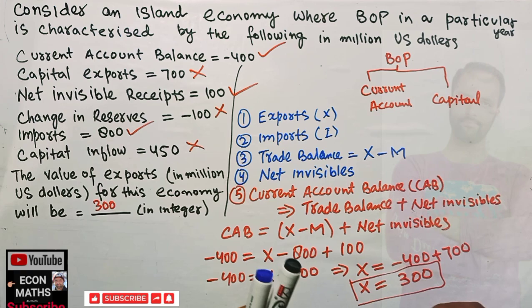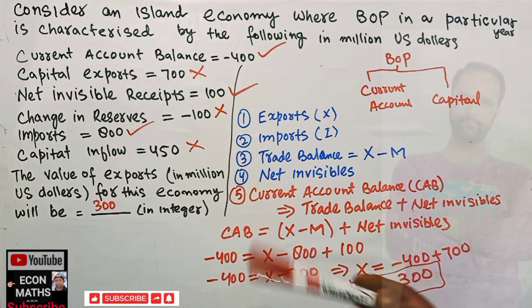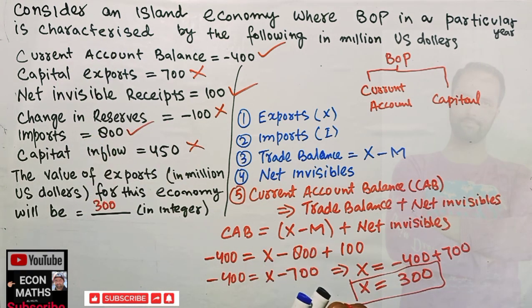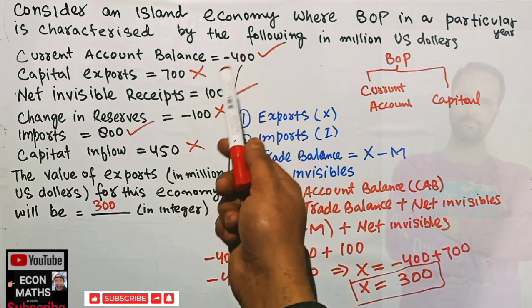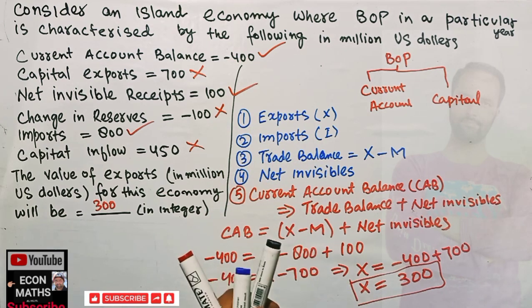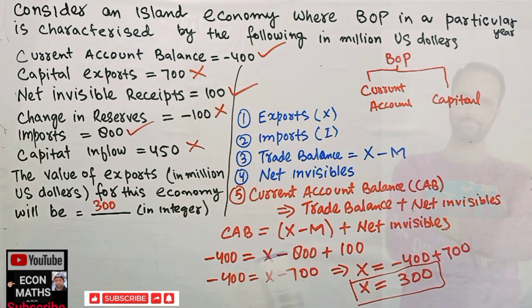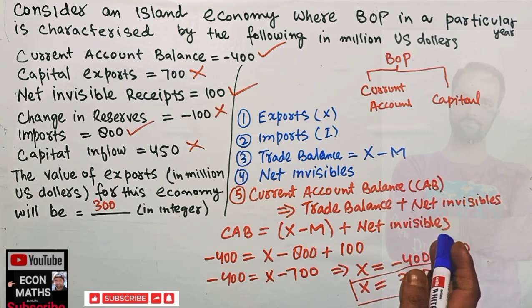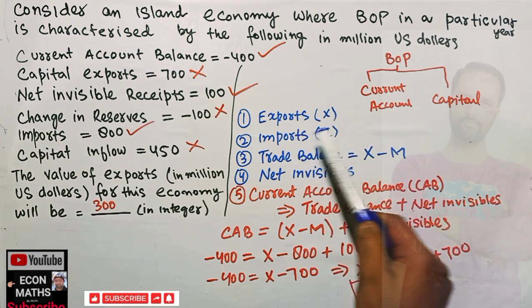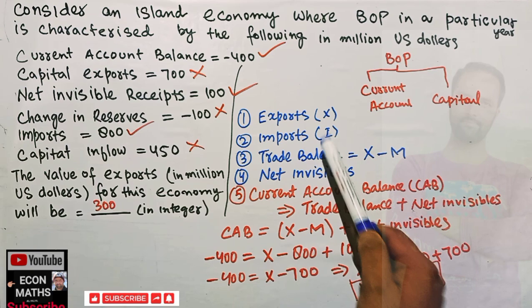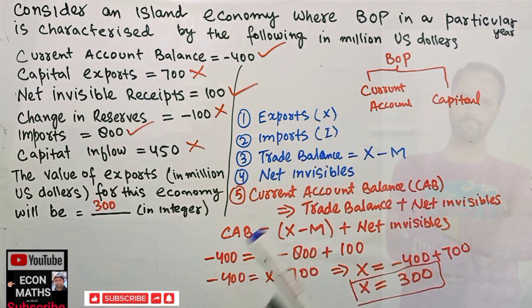You may ask why these other options were given here. They were given only to confuse the students into thinking that these things will be required in calculating the exports, but that is not the case. You only need the current account balance, imports and net invisibles to calculate the value of exports. The other things were only to confuse you. I hope I make myself clear in this video.